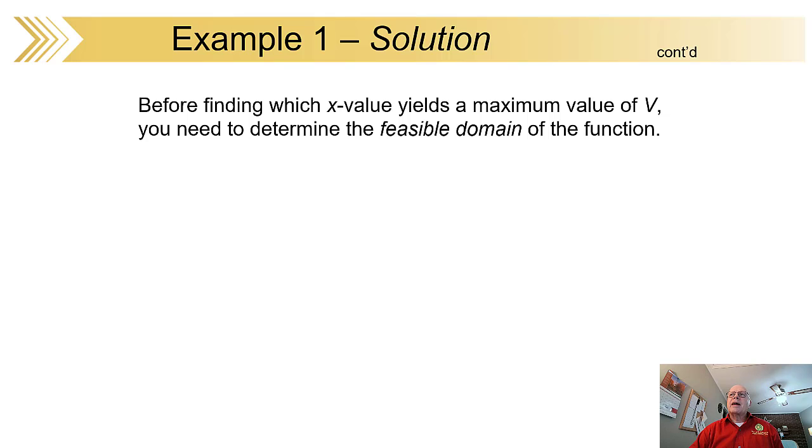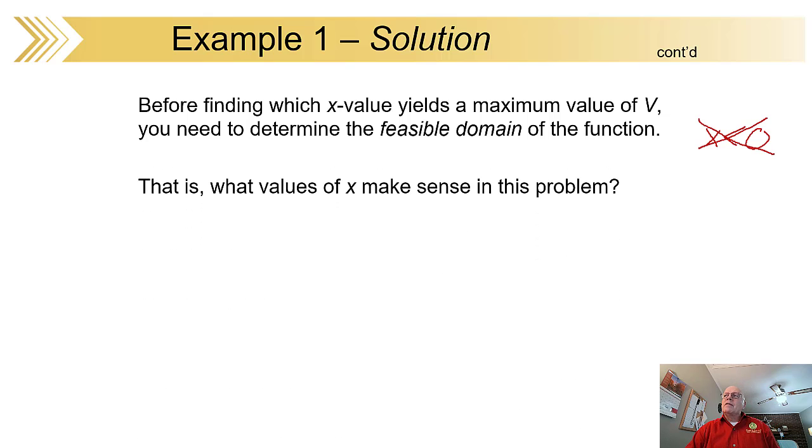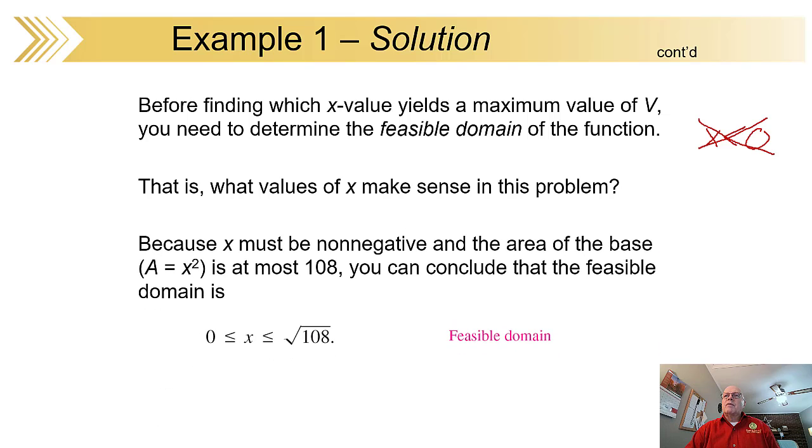So now we're going to find the x value that makes a maximum value of V. We're going to maximize the volume of that box using 108 square inches. And we're going to use a feasible domain. If x is negative? That doesn't make any sense. We can't have a box with a negative side on the bottom. What values make sense? Well, of course, it has to be positive, and has to be less than or equal to the square root of 108.